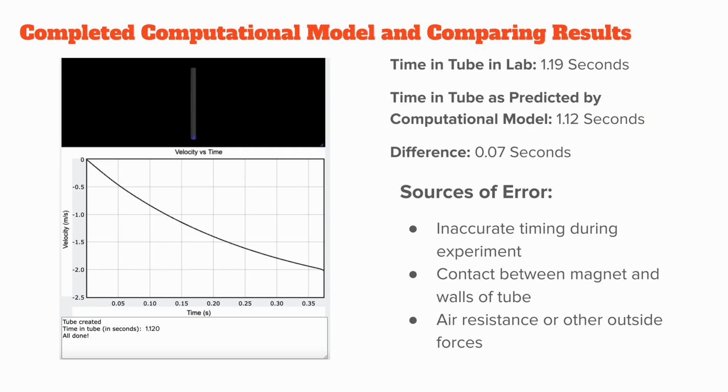Here is the resulting computational model. As you can see, the calculated time for which the magnet was in the tube is 1.12 seconds. This is 0.07 seconds faster than the time that was found during the in-person lab experiment.